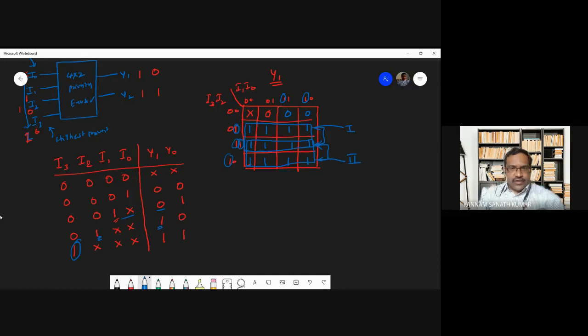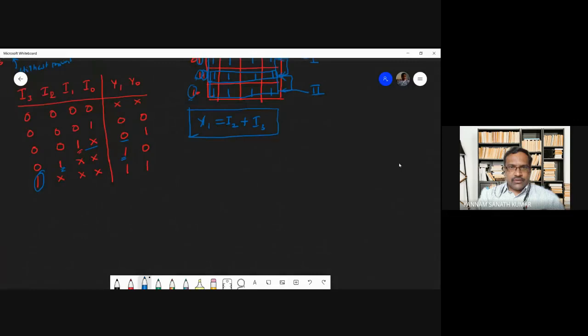Okay. So here I1, that is nothing but Y1, you can write as, what is the first group? So which is common? I2 is common. See here 1. So that means this quad will eliminate three variables. So the remaining I1, I0, and I3 will be eliminated. You are getting I2 plus, and second group if you observe, which is common? So this one. So that is nothing but I3. Okay. So this is the expression for Y1.